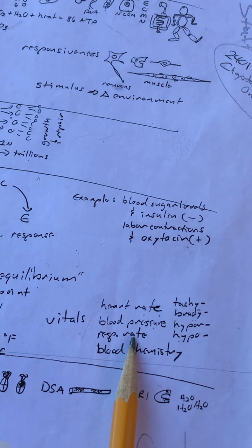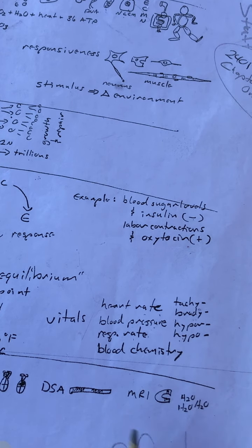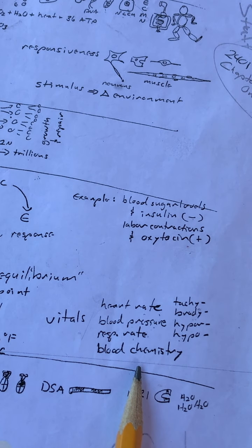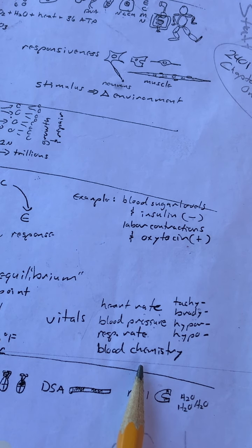Your respiratory rate, higher than normal, that's hyperventilation. Lower than normal, that's hypoventilation. And there's ramifications of all these things right here. And when it comes to blood chemistry, well, the level of water, you can be dehydrated or overhydrated. Being overhydrated is particularly dangerous. But most people are concerned about their blood sugar levels.